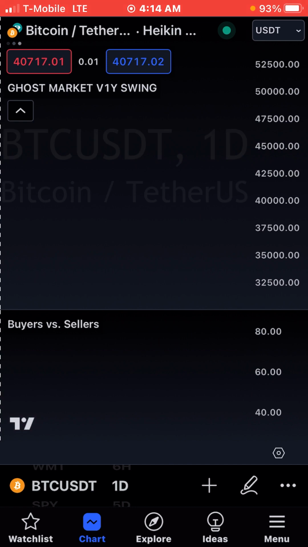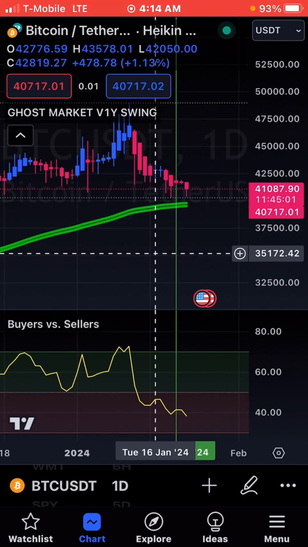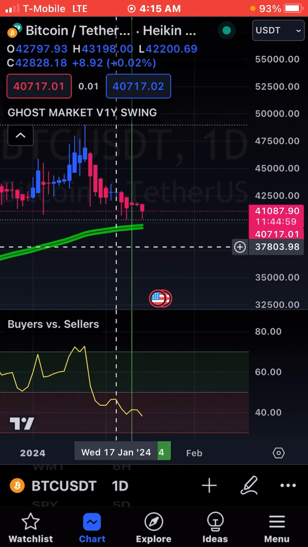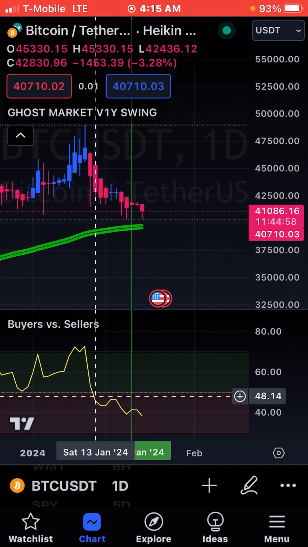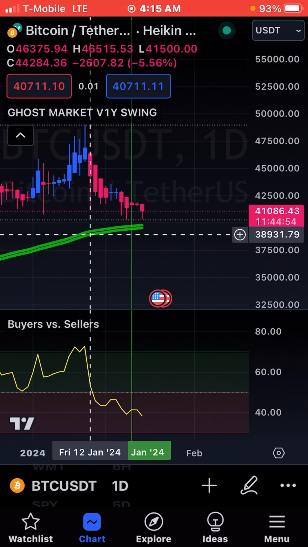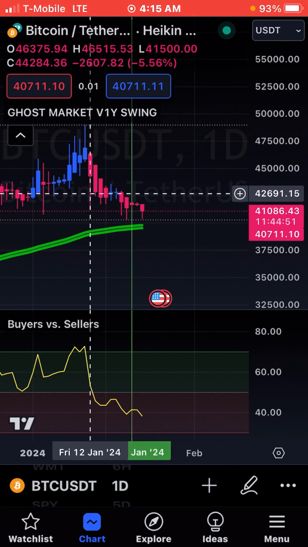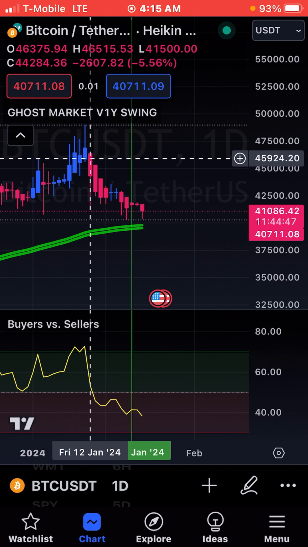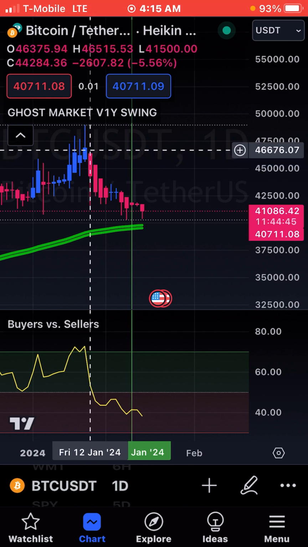If we came in right here at this point, you see right here on the buyers versus sellers, it crossed down right here on the day. So if you cross down on the day right here, that would be about this candle right here. You would have been able to catch that before it happened. You would have been able to see that in the charts before it happened.